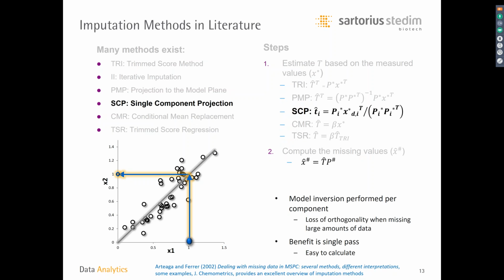And then we have single component projection, where we only invert each score one at a time. The problem with this method is that, depending on what you're missing in your data, it can give incorrect results if you're missing a large portion of the data or important parts of the data. So it's a little bit less stable. The benefit of the single component projection method, though, is that it's very simple. Numerically, it's easy. There are no real inversions. It's just a single pass type of calculation.